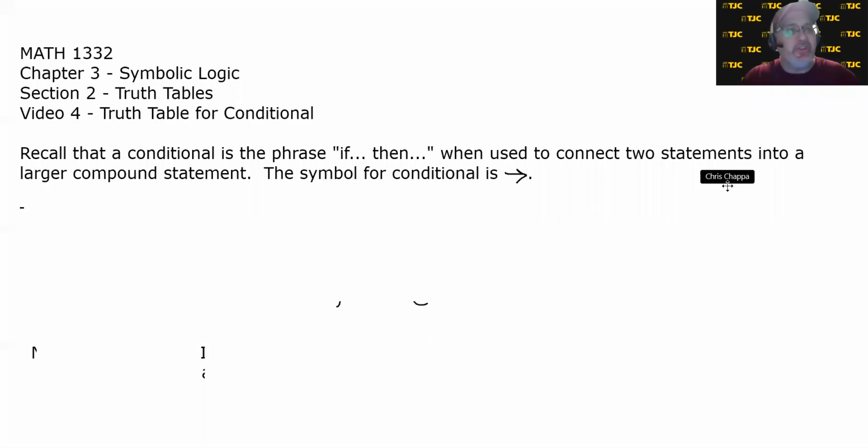Math 1332, Chapter 3, Symbolic Logic, Section 2, Truth Tables, Video 4, Truth Table for Conditional.